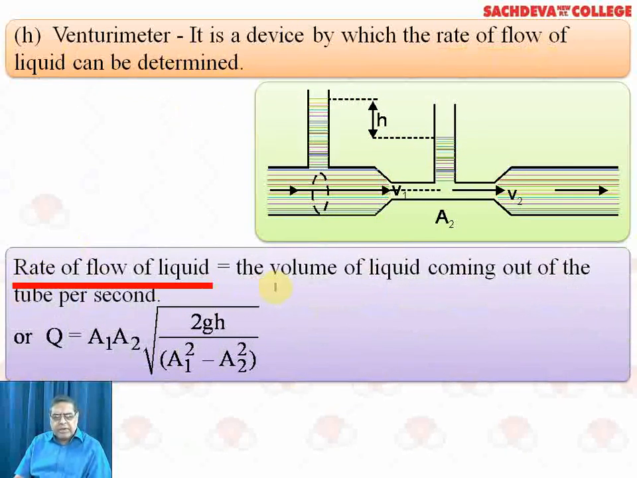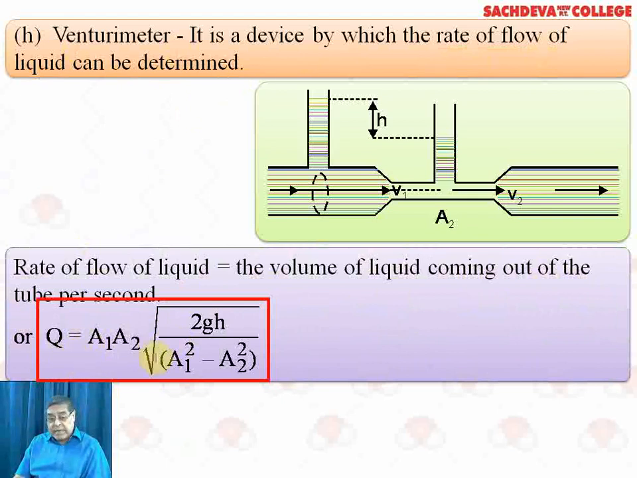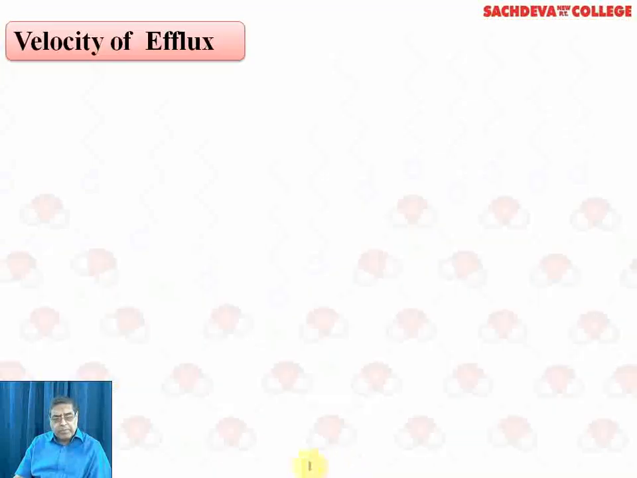Rate of flow of liquid, that is the volume of liquid coming out of the tube per second, is given by the formula Q = A1 A2 √(2gh) / √(A1² − A2²). Therefore, the rate of flow of liquid is proportional to the square root of h, which is the difference of the levels of liquids in the vertical tube.